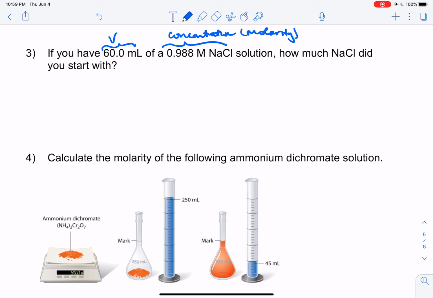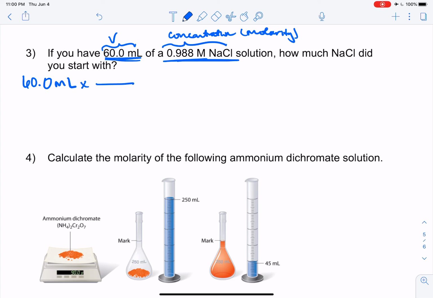So you're given two givens. You've got 60 milliliters and you've got 0.988 molar sodium chloride. When you're given a volume and you're given a molarity, start with the volume. You want to save your concentration to use as a conversion factor. And what on earth I mean, I will show you. Just remember to start with your volume. Okay, so we've got 60 milliliters.